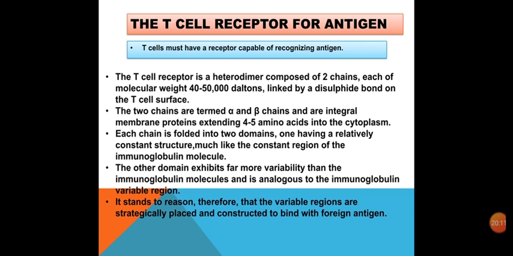The two chains are termed alpha and beta chains and are integral membrane proteins extending 4 to 5 amino acids into the cytoplasm. Each chain is folded into two domains, one having a relatively constant structure, much like the constant region of the immunoglobulin molecule. The other domain exhibits far more variability than the immunoglobulin molecules and is analogous to the immunoglobulin variable region. It stands to reason, therefore, that the variable regions are strategically placed and constructed to bind with foreign antigen.